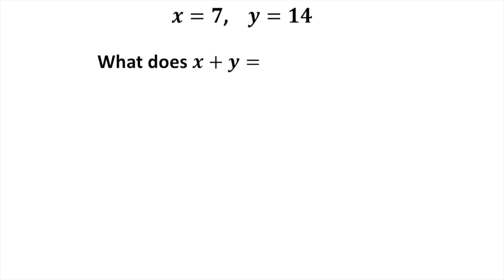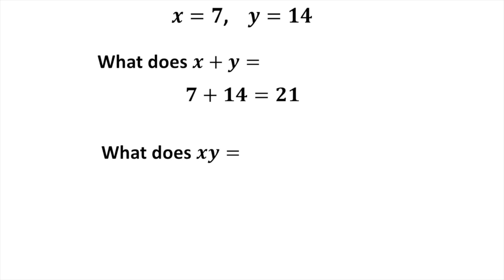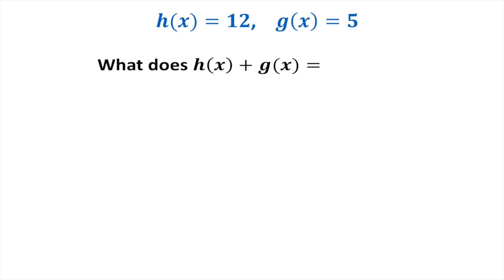All right, well, if I asked you this one, I told you that x equals 7, y equals 14, and I said, what does x plus y equal? Well, we know x is 7 and y is 14, so we just need 7 plus 14, which is 21. And if I asked, what does x times y equal, all you're going to do is go 7 times 14, which is 98. Well, we're going to do the same thing with functions.